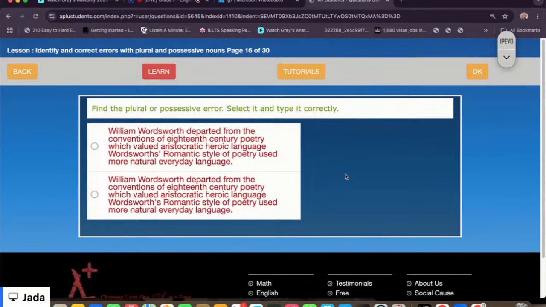William Wordsworth departed from the conventions of 18th century poetry, which valued aristocratic, heroic language. Wordsworth's romantic style of poetry used more natural, everyday language. So, what is the right one here?